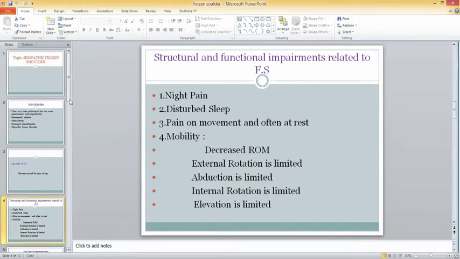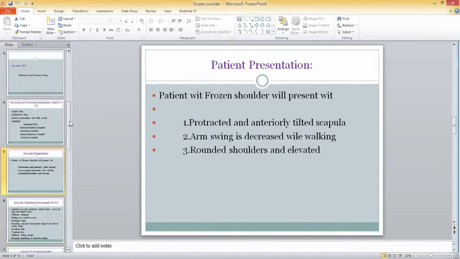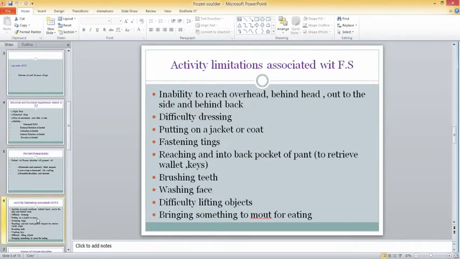Presentation of a patient with frozen shoulder would be like protracted and anteriorly tilted scapula, rounded and elevated shoulders, arm swing during gait is decreased. Now we will discuss activity limitations associated with frozen shoulder: inability to reach overhead, behind head, out to the side and behind back.